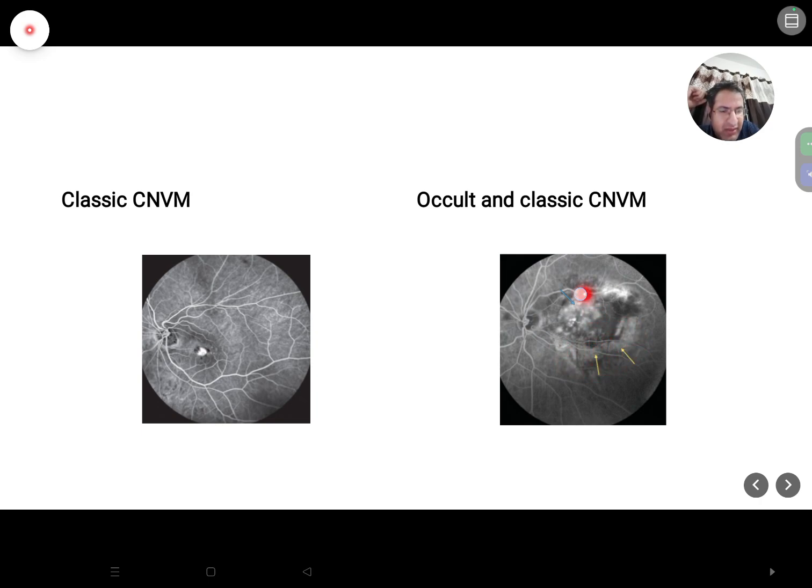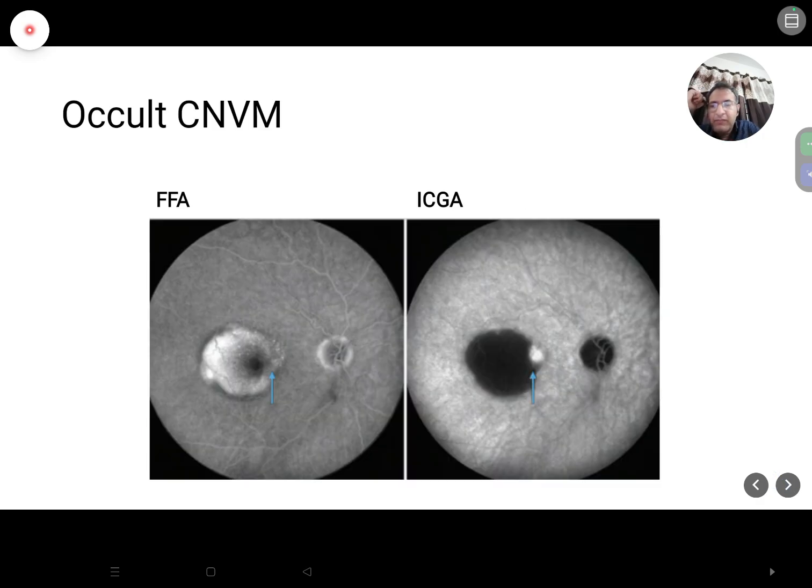And this leaking is an example of classic CNVM along with occult CNVM. So this is an example of FFA and ICGA. In FFA, this is both classic and occult CNVM. Here we see a hyperfluorescent lesion along with many blocked hemorrhages in this area.